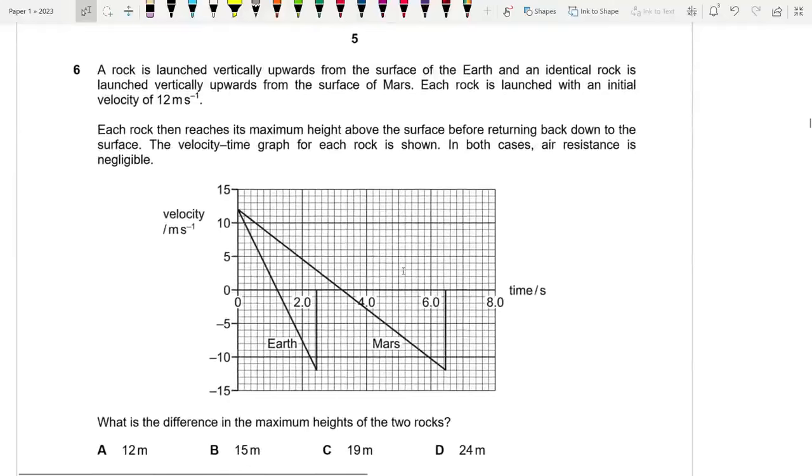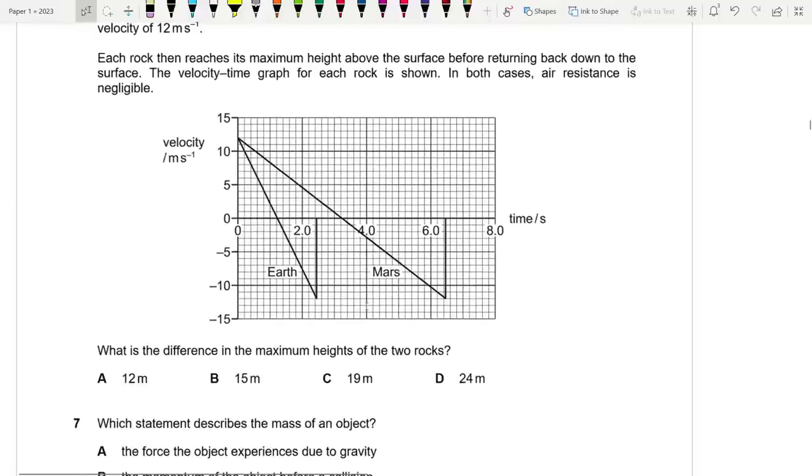Number 6. A rock is launched vertically upwards from the surface of the Earth, and an identical rock is launched vertically upwards from the surface of Mars. Each rock is launched with an initial velocity of 12, okay? Each rock then reaches its maximum height above the surface before returning back down to the surface. The velocity-time graph for each rock is shown in both cases. Air resistance is negligible. What is the difference between the maximum heights?